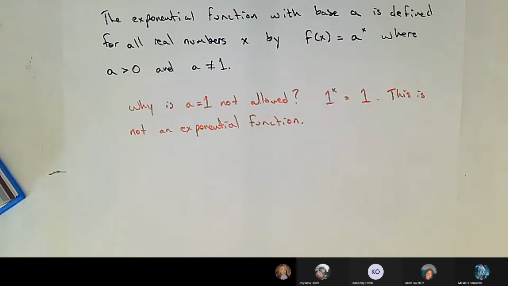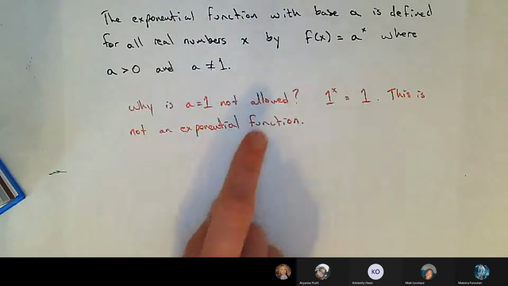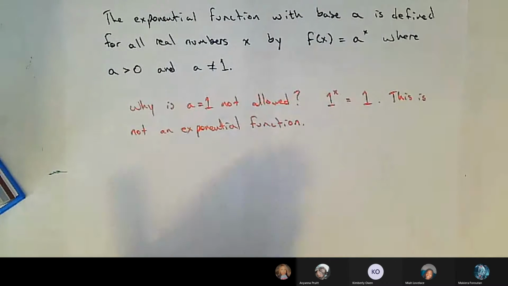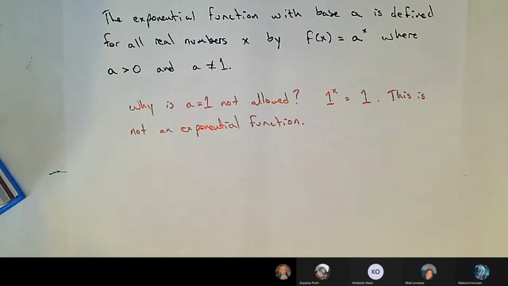So 1 is not excluded because it breaks the math or anything like the negatives would. It's just not allowed because it's not interesting, and we want to only include things that actually move. An exponential function should be moving, right? It should either be exploding upwards or exploding downwards, which we'll explore as well. It should not just be staying stagnant. And a 1 makes it stay stagnant. Okay, so there's a definition for us.